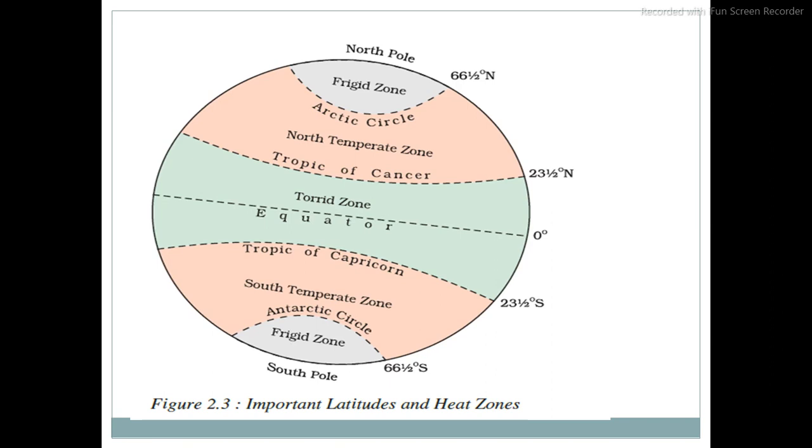They are torrid zone, temperate zone and frigid zone. So this diagram you have to draw in your notebook.